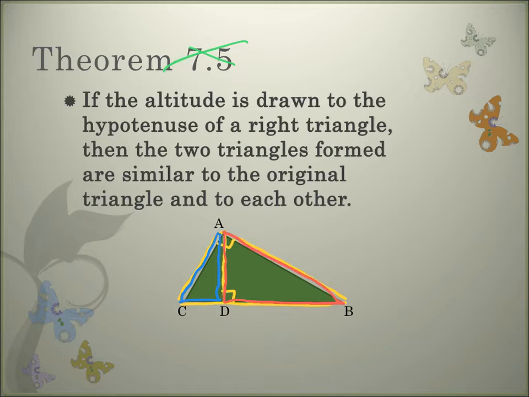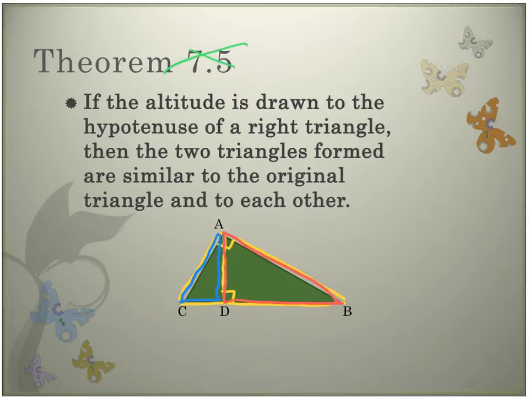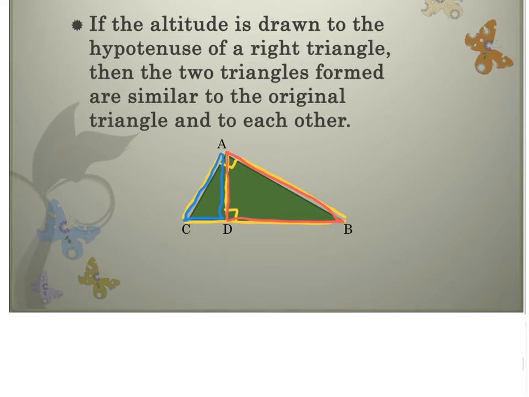The red, the blue, and the yellow triangles are all similar. I need to write a similarity statement. The way that I identify the correct order for my similarity statement is I look at my hypotenuse. I find the hypotenuse of each one of the triangles, and then from that hypotenuse, move to the shorter leg. Now, it doesn't matter which triangle you start with, so I'm going to start with the smaller one first. So I'm going to do the blue triangle first.